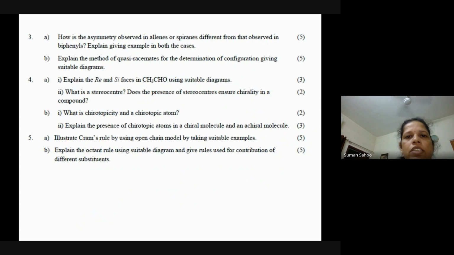Next, how is the asymmetry observed in allenes and spirans different from that observed in biphenyls? So, what example, you write. Okay, explain the method of quasi-racemates for the determination of configuration, giving a suitable diagram. In a quasi-racemate, you have a known compound, suppose dextrorotatory, and an unknown compound, to find out whether it is dextro or levo. So depending on your phase diagram you can just say whether that is dextro or levo rotatory.